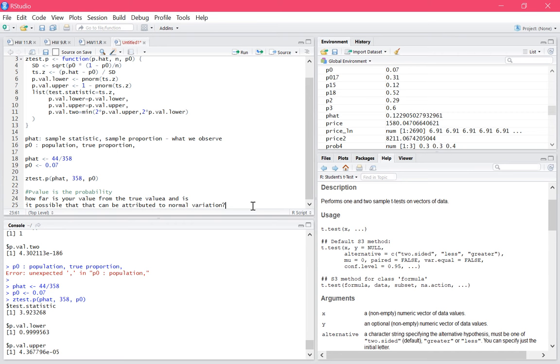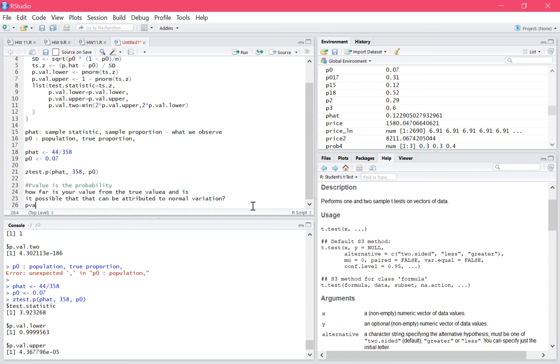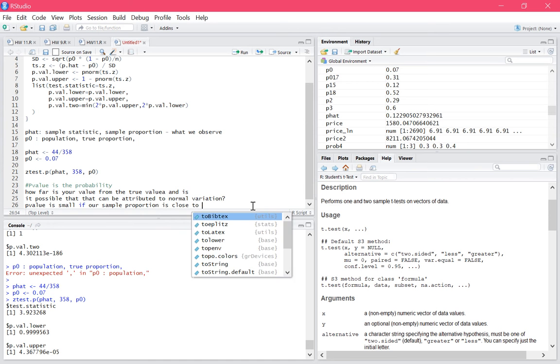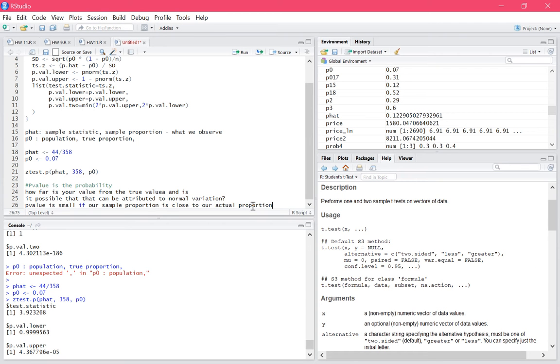So the 6 feet will make the p-value really small. The p-value is very small if your actual sample proportion is far from your hypothesized proportion. So if your population proportion is 7% and your actual proportion is 6.5%, then your p-value will be very, very low.